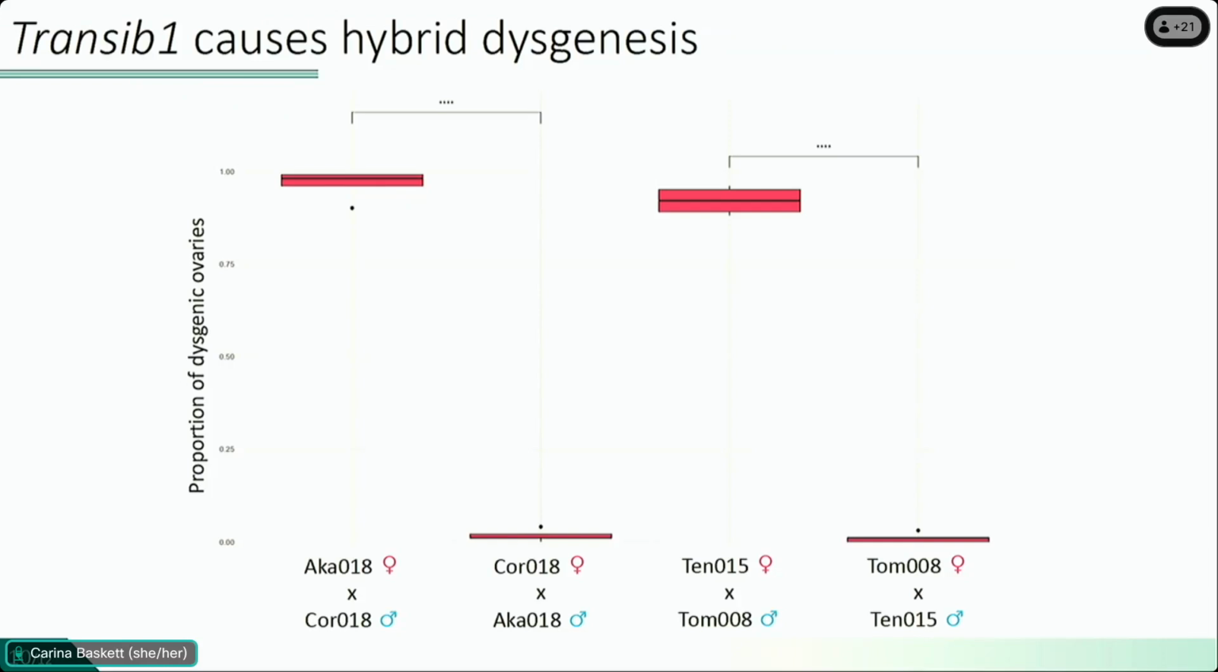It means that the male is carrying Transib, and in fact Tom is the one with Transib, while in the case in which Tom, in the cross, is the female, we don't see any dysgenesis. For this data, there are like 5 replicates. Each one I check 50 flies, so 100 ovaries, and then I got the proportions.